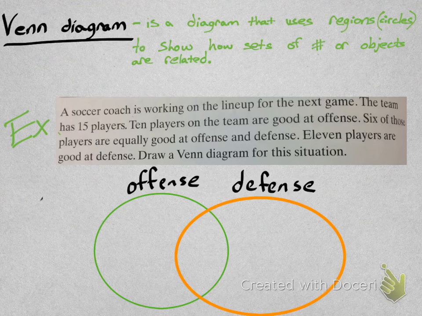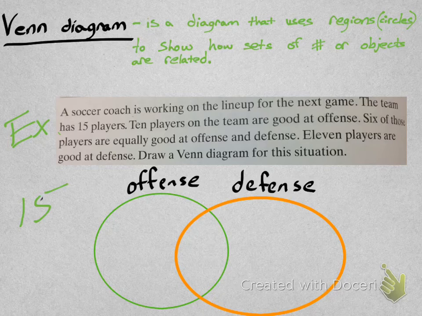Alright, last thing. A Venn diagram is a diagram that uses circles or regions. Sometimes it doesn't have to be circles, but most of the time it is, to show how sets of numbers or objects are related. So here we have a soccer coach who's working on a lineup for our next game. The team has 15 players, so 15 in all. That should be all the circles combined.